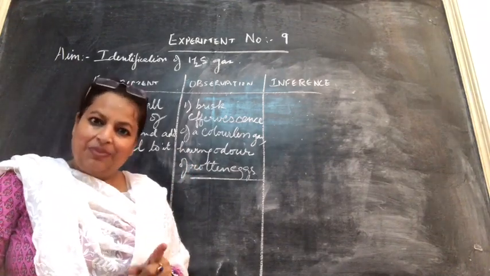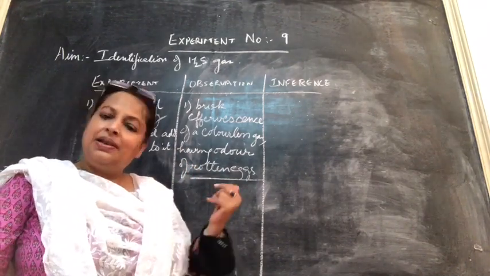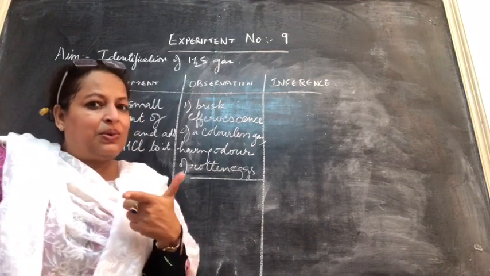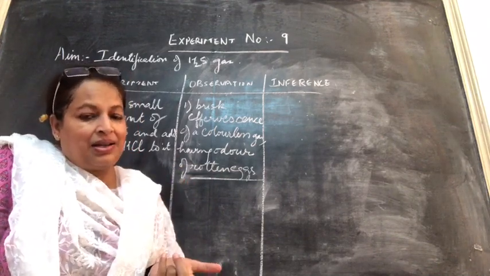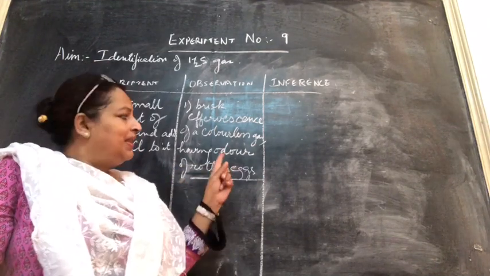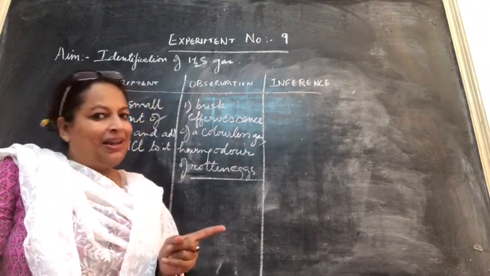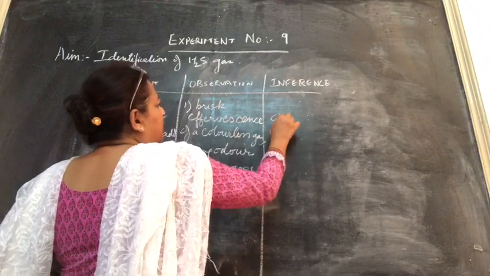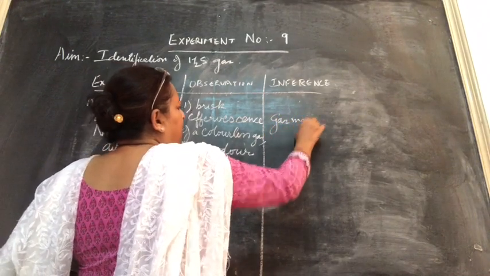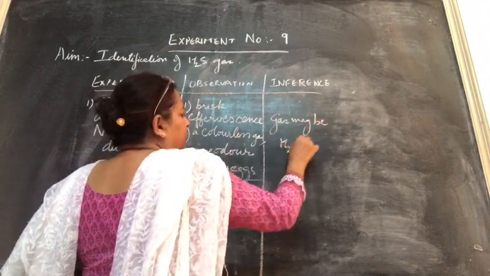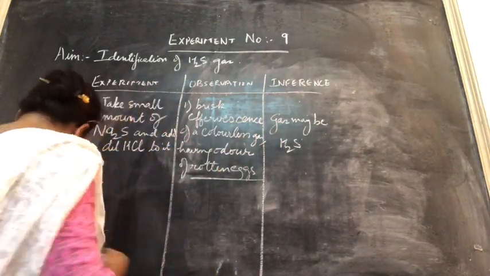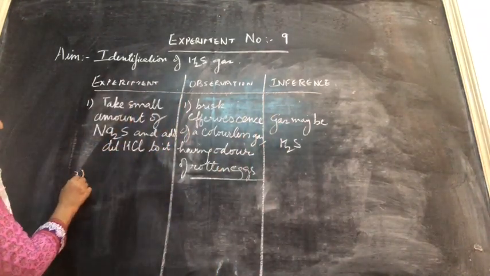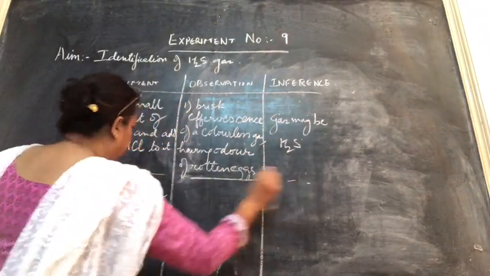So it is a conformity test. In a way, it is a conformity test. But suppose you are asked to write a chemical test to confirm H2S, then odor is not the chemical test, right? So we will still write gas may be H2S, right? Then second, you know what it is. Second, we always write, what do we write?